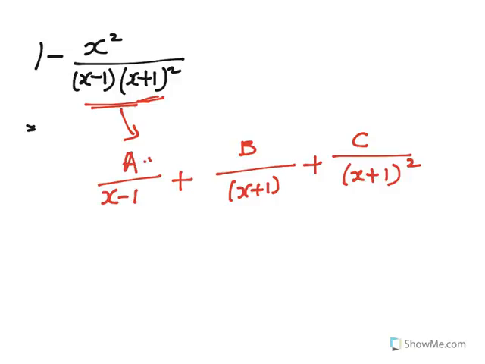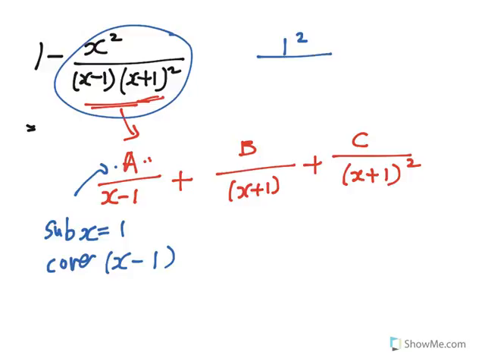If you want to use the cover-up rule to find a, we substitute x equals 1 and cover x minus 1. The numerator gives us 1 squared, and at the bottom, x plus 1 squared gives 2 squared. So this is 1 over 2 squared, which is 1 over 4. So a equals 1 over 4.